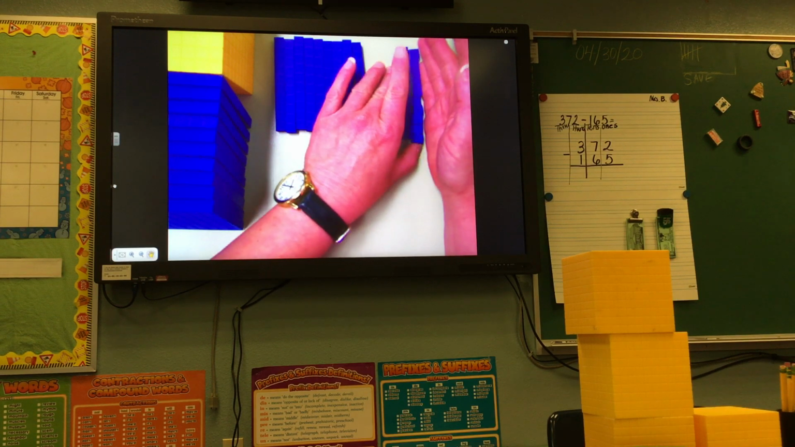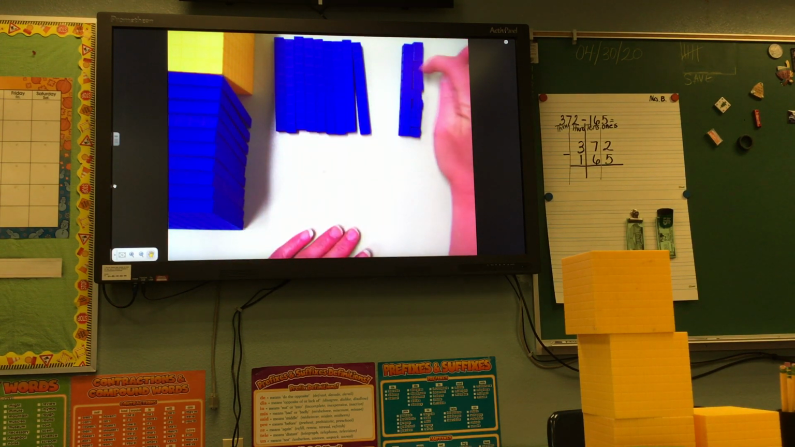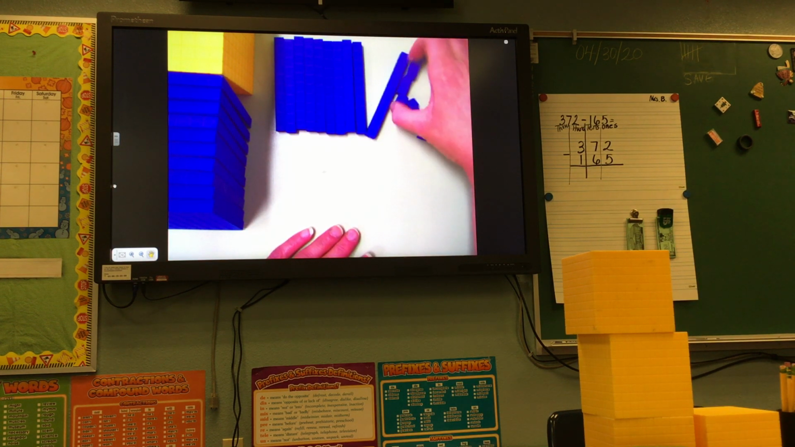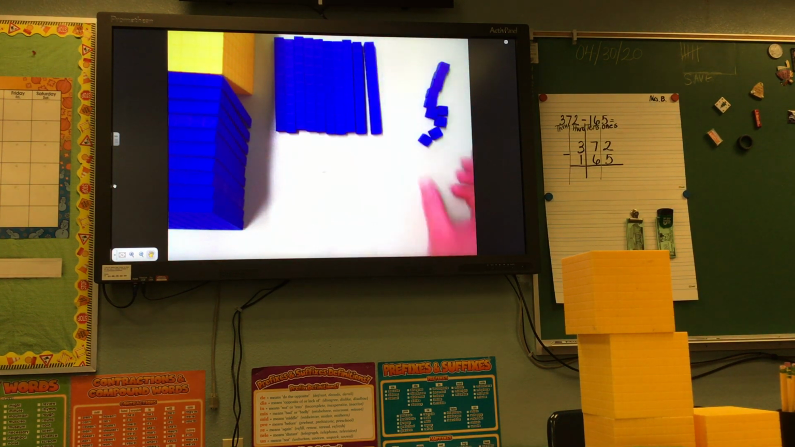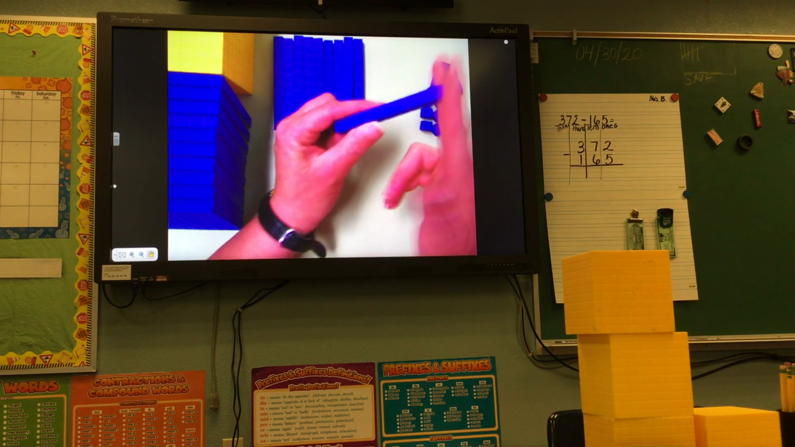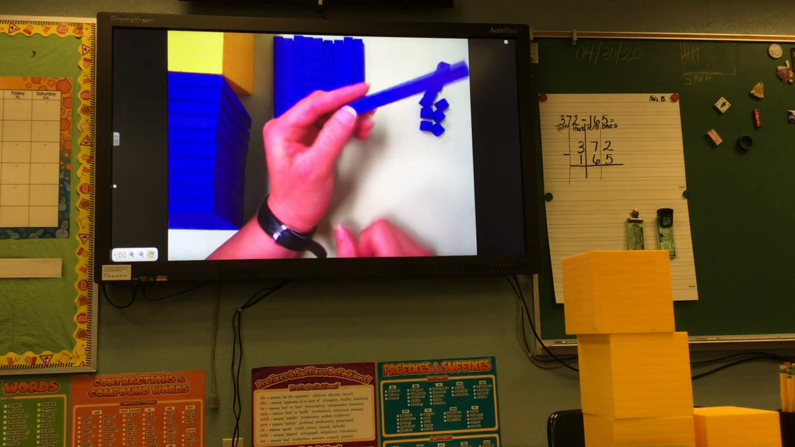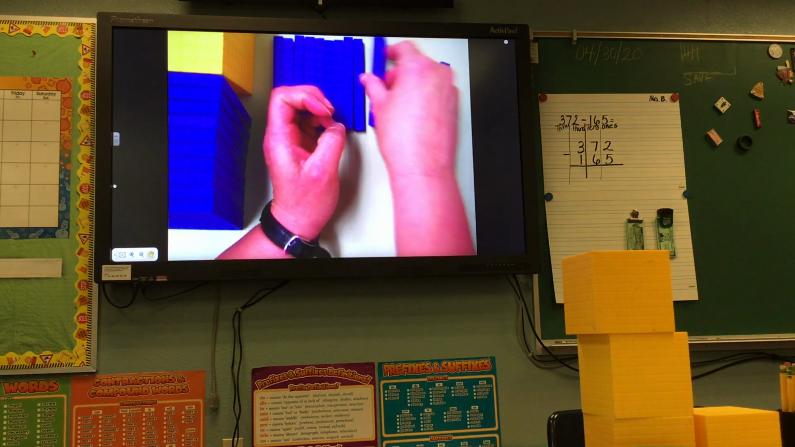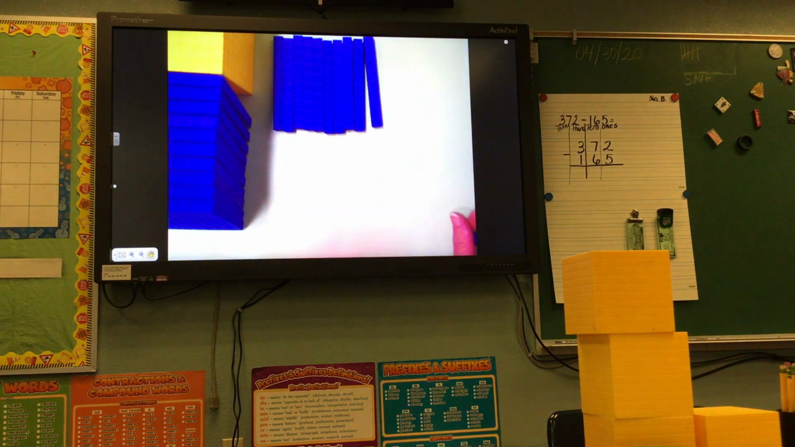Let's see, I had 1, 2, 3, 4, 5, 6, 7, 8, 9, 10. Okay, 10 ones cubes make up a 10 stick. So at some point, I might have to take a 10 stick and chop it back up into ones. Okay, I'm going to get these out of the way for a minute.